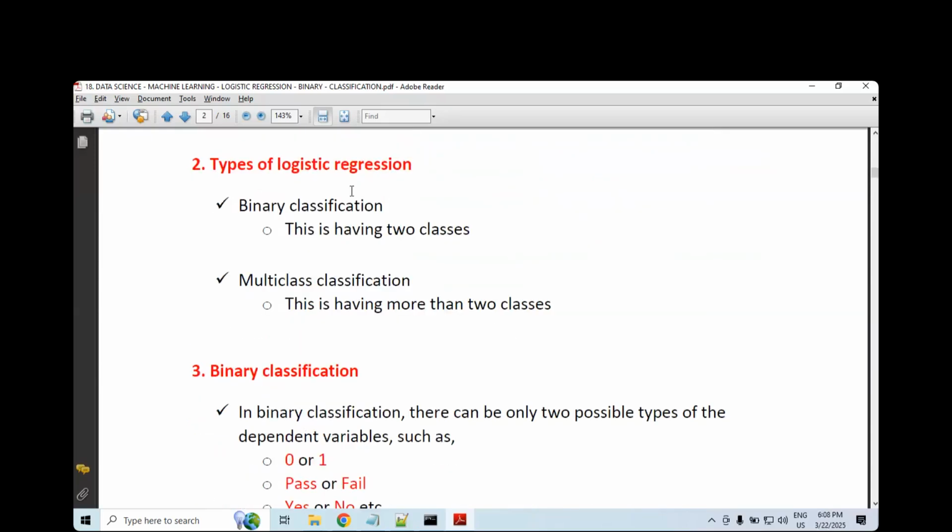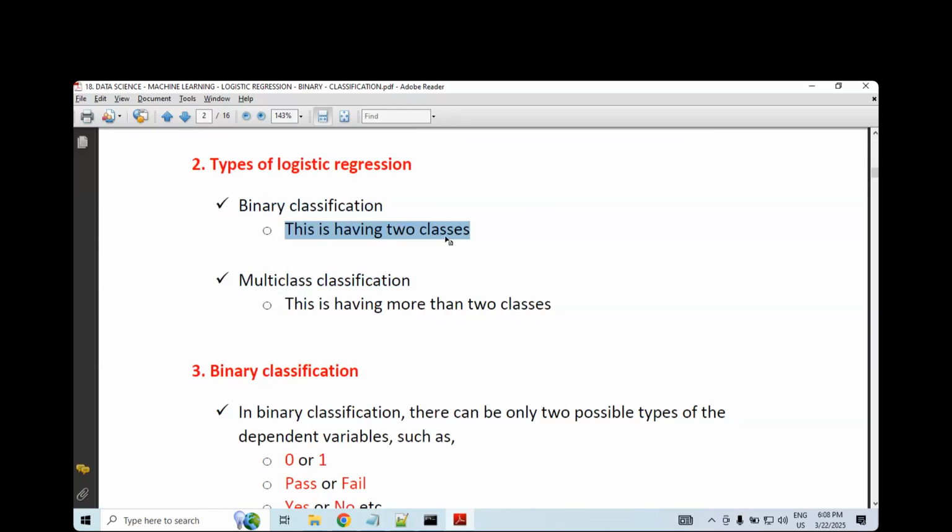Types of logistic regression. Sir, binary classification. What is the first one? Binary classification. The next one is called multi-class classification. What do you mean by binary classification? The target column having two outputs.